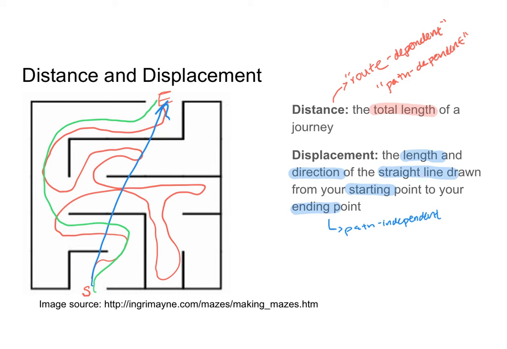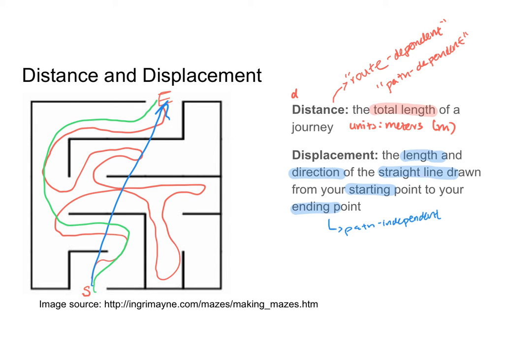In distance, we don't care about the direction you travel, and we do care about your path. In displacement, the direction matters, but our path does not matter. When I am using distance as a variable, I'm going to use the letter D to represent distance, and that's going to be a lowercase d. And my units, the standard units for measuring distance, are meters, or lowercase m.